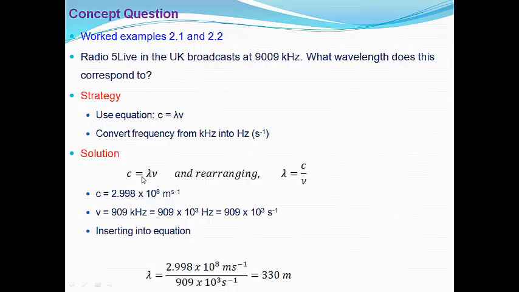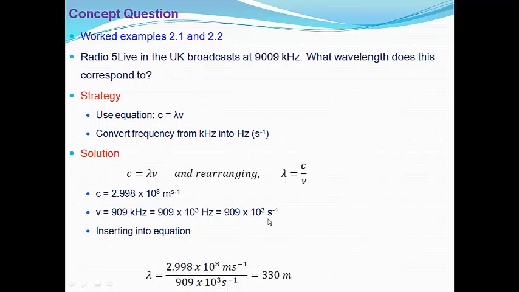The solution: we have the equation c equals lambda times frequency, and rearranging we get lambda equals c over the frequency. The speed of light is 2.998 times 10 to the 8 meters per second, that is m s to the minus 1. The frequency nu, which looks like v because of the font I'm using but is really nu, a crooked v, is 909 kilohertz, which is 909 times 10 to the 3 hertz. We're converting to hertz, and we know that 1 hertz is 1 per second, so our frequency is 909 times 10 to the 3 per second.